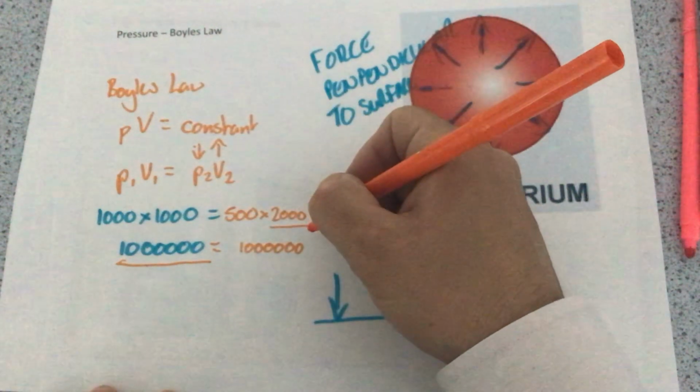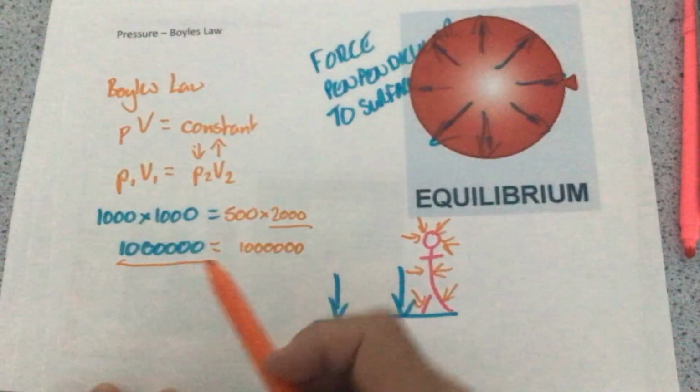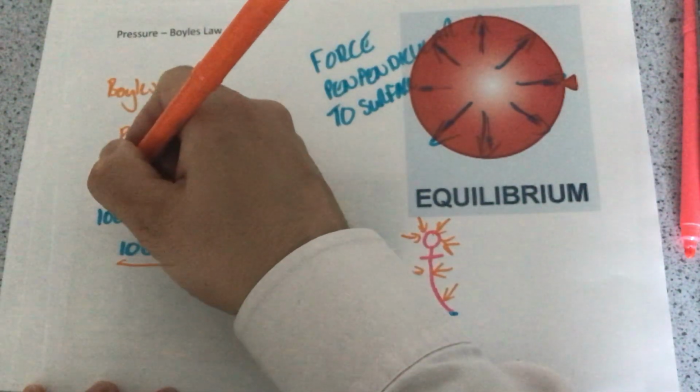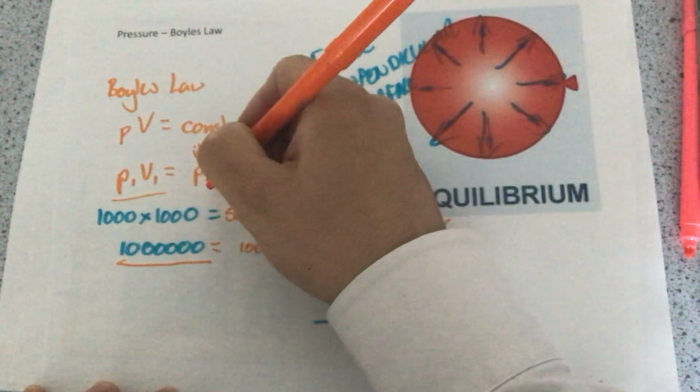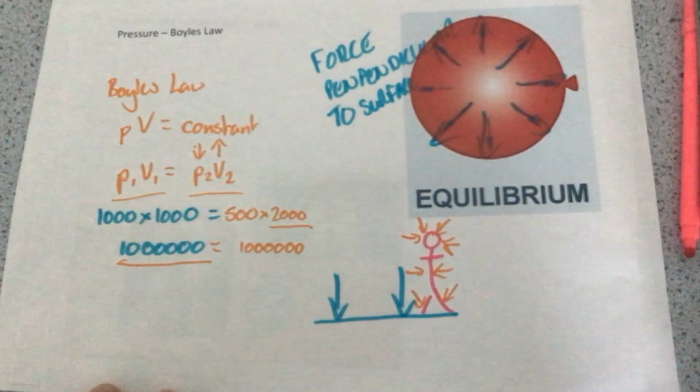Okay, Boyle's law is not very complicated maths. It's just remembering that it is a constant. Pressure times volume in the first situation is equal to pressure times volume in the second situation.